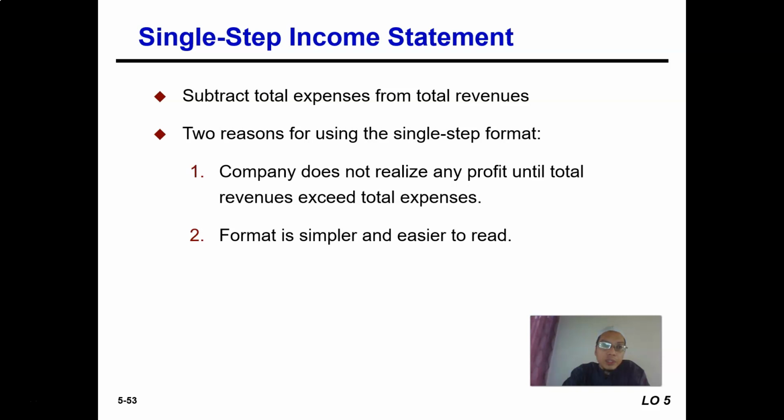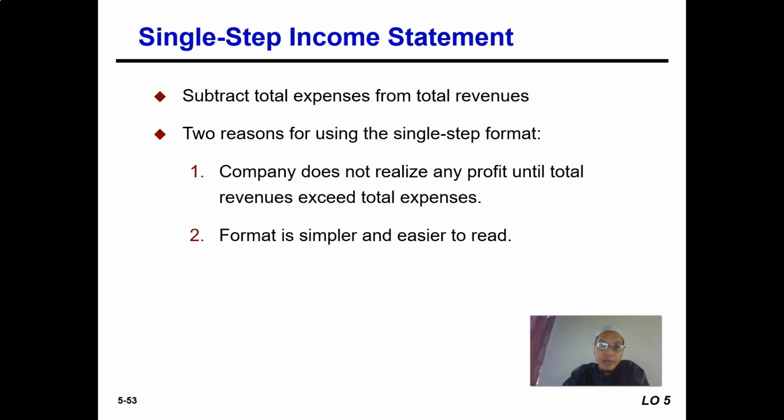But what would be the reason for using the single step? Okay. If a company does not realize any profit until total revenues exceed total expense. Okay. So when a company tries to do the multiple step and they found that there is no gross profit, instead a gross loss, and they only will make profit after adding non-operating income and after deducting non-operating expenses, only then they will come up with a profit.